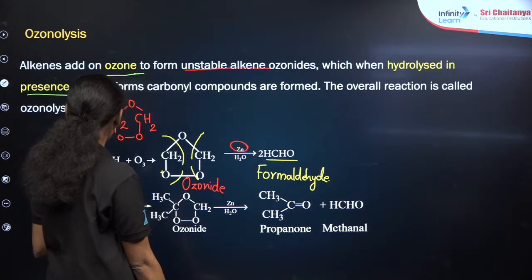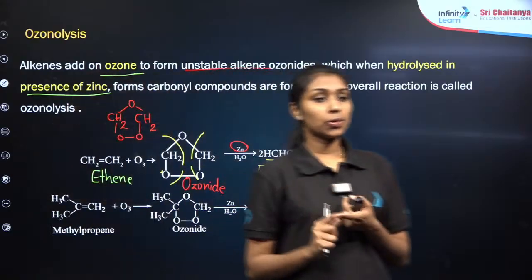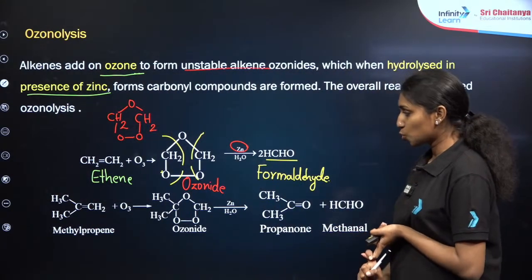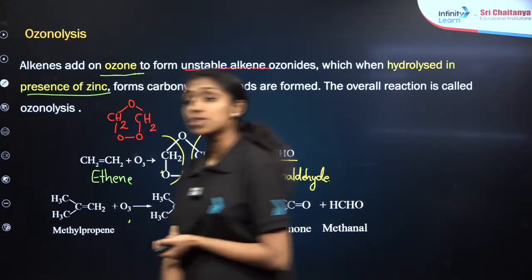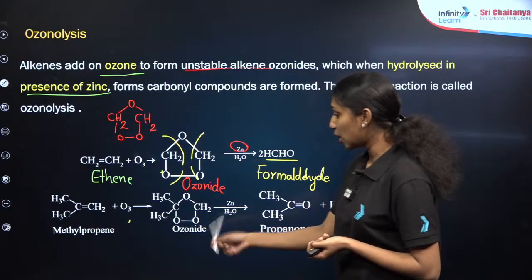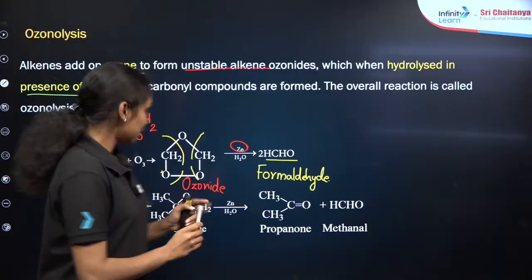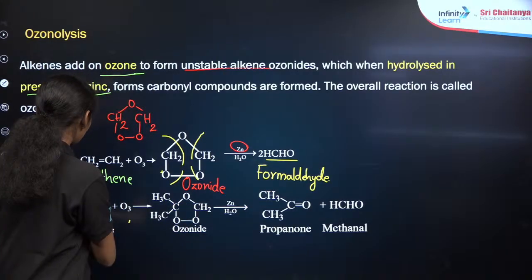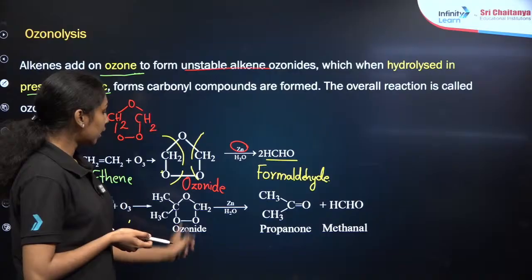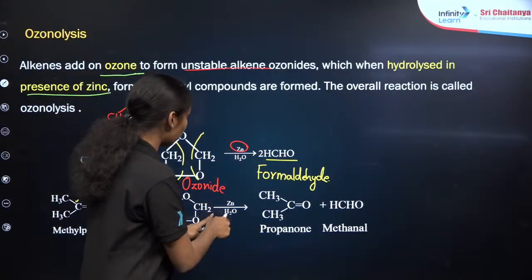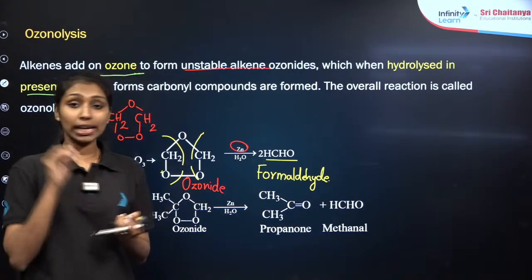Then the next step, I am doing the ozonolysis of 2-methyl propene. Just like before, I am adding ozone and I will get the unstable ozonide. You are observing here, just change the double bond, then add 3 oxygen atoms in between. You will get the ozonide molecule. Then finally, after hydrolysis with zinc, you will get 2 different carbonyl compounds.